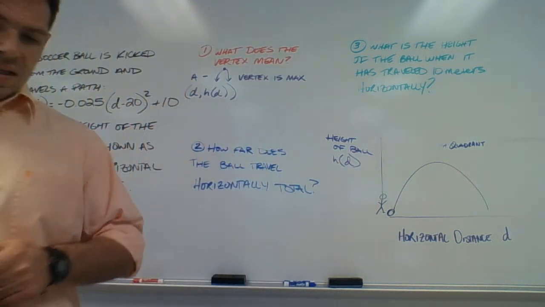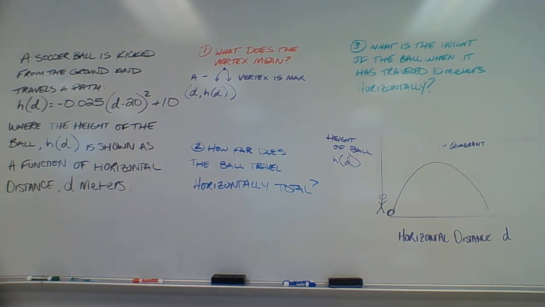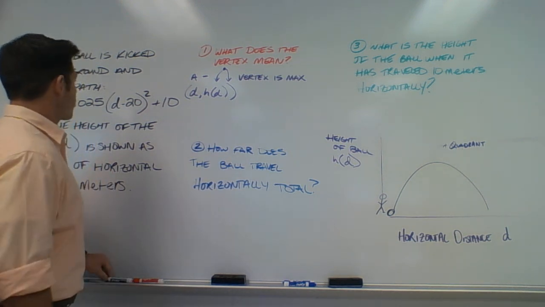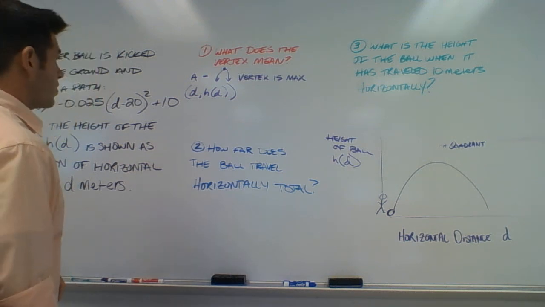Alright, so again, d, just the letter d, is horizontal distance. That's going to act as our x value. And the height of the ball is h of d. That's going to act as our y value here. So, in this problem, hopefully we understand a couple things.